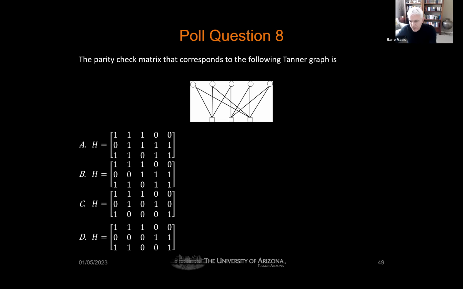Okay, so maybe I move to the next question. You can verify the correct answer is B. And you, of course, verify this by drawing connections between checks and variable nodes as we described.